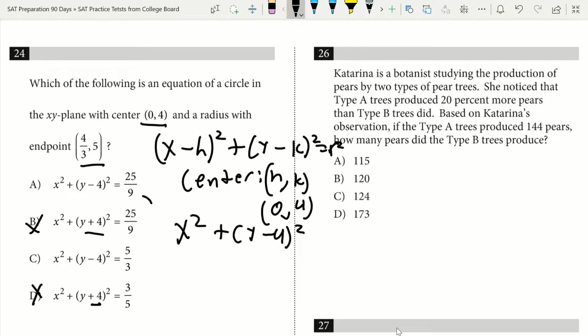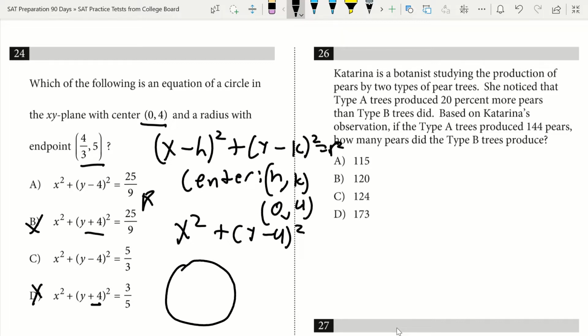The only difference between A and C is our radius squared term, so let's go ahead and find that. We see that we have our center and we have the endpoint of a radius. If we want to solve for that, I'll go ahead and plot this out so you can see it better.